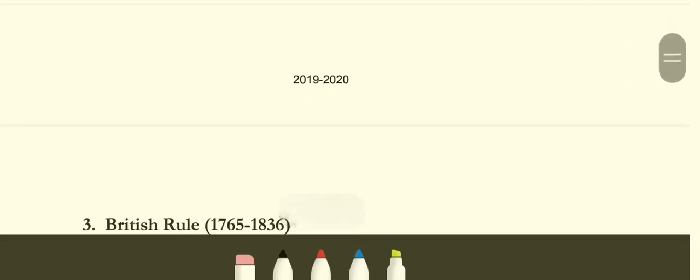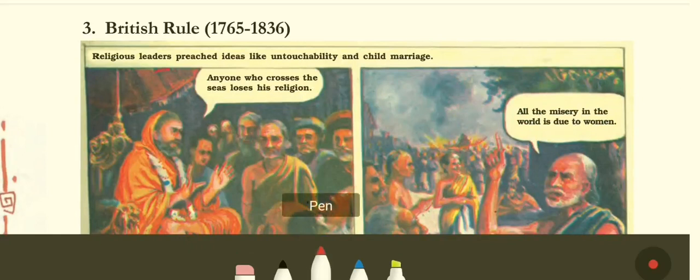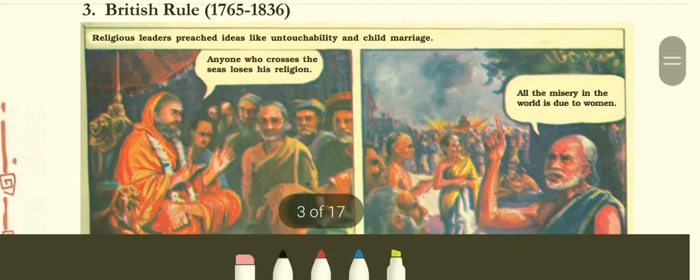Okay. Now what happened? Third pictograph, British rule begins, 1765 to 1836. Religious leaders preached ideas like untouchability and child marriage. Okay. So they started preaching ideas like untouchability. Means one community looking down upon another, inability to touch these and that, and child marriage. Okay. This was of course a huge problem back then.